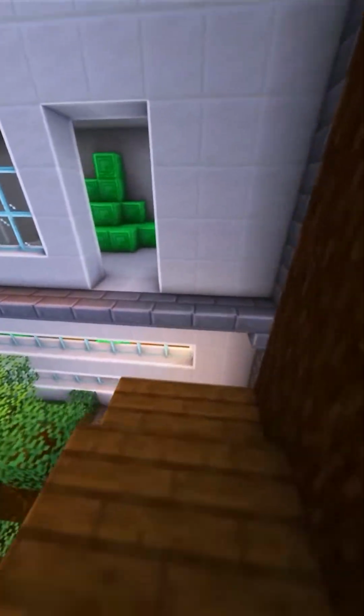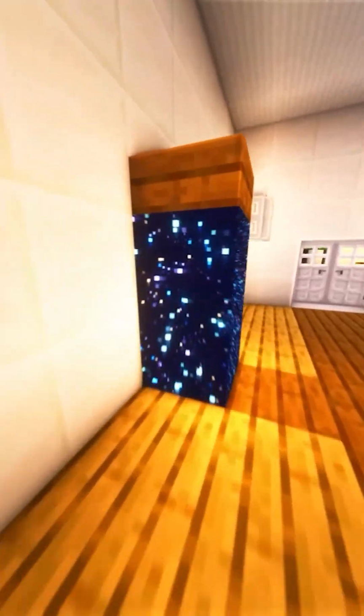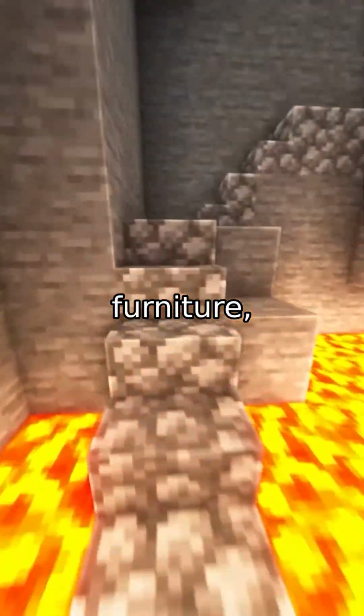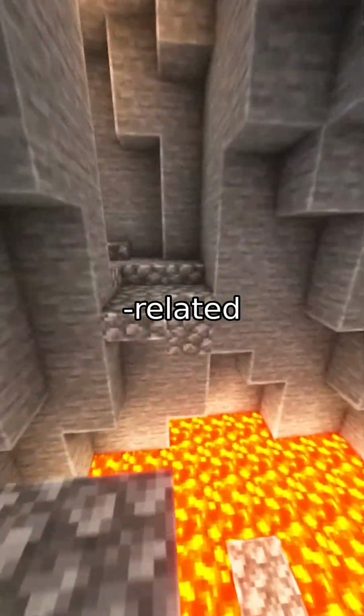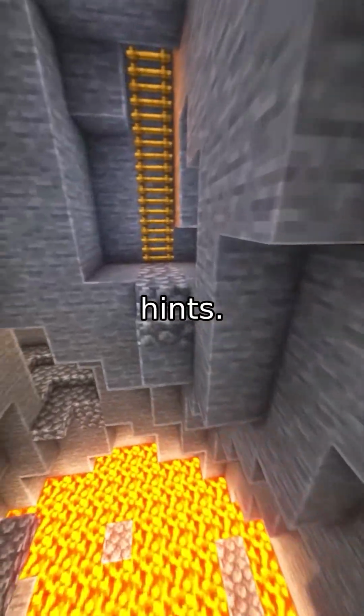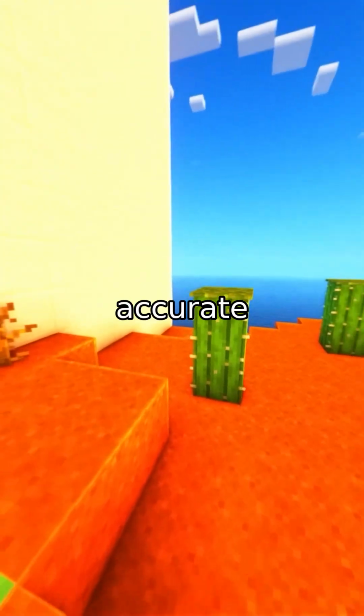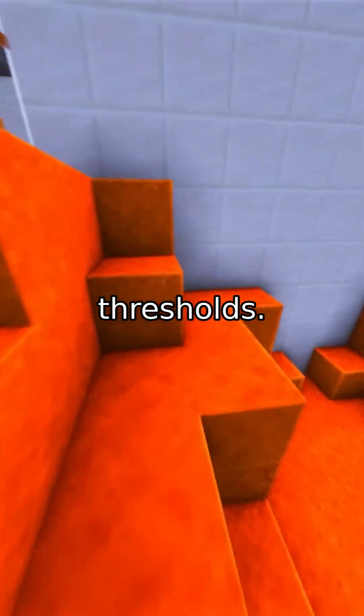Let's break it down. Researchers tested different weight configurations, adjusting the importance of clues. For example, on a dataset with lots of furniture, S3D, they prioritized object-related clues, while on a dataset with empty spaces, Z&D, they focused on structural hints. The result? On S3D, their method was over 30% more accurate than existing tools at key thresholds. For Z&D, the improvement was smaller but still meaningful, like solving a puzzle a little faster.